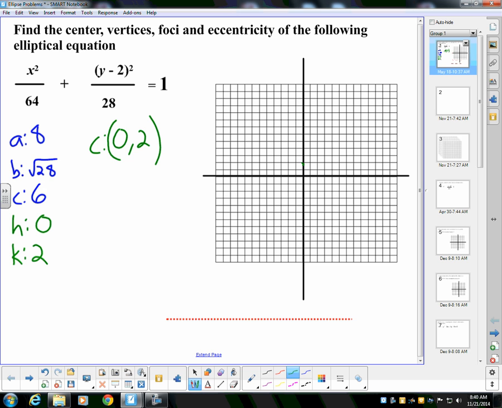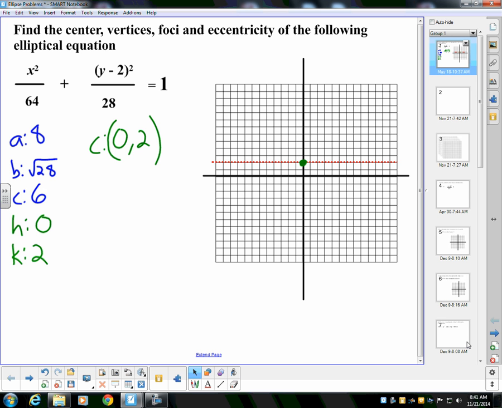So my center is going to be plotted right there. Now from that alone, I don't know if my major axis is horizontal or vertical. That much I don't know. But I can look back at my equation, and we know that if the A is located under the X, and it is, then our axis of symmetry, the major axis, has to be horizontal. So I know that my foci and my major vertices will lie along that axis right there. If the A was under the Y, then I would have a vertical major axis.